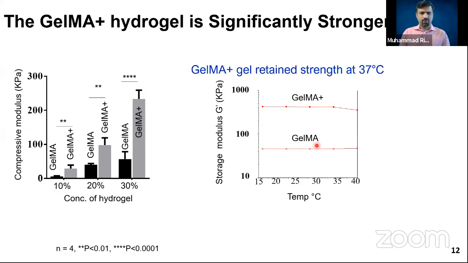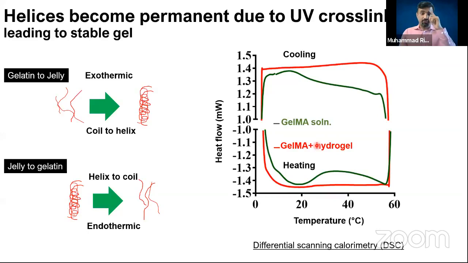After solving that challenge, we also wanted to understand scientifically what's really happening in this hydrogel, and why it does not lose strength when we heat it. We know that when gelatin turns to jelly, these chains become helical structures. This is an exothermic process. And jelly to gelatin, when we heat it, is an endothermic process, when these helical structures become random chains again. So we used differential scanning calorimetry to see what's really happening in these gels.